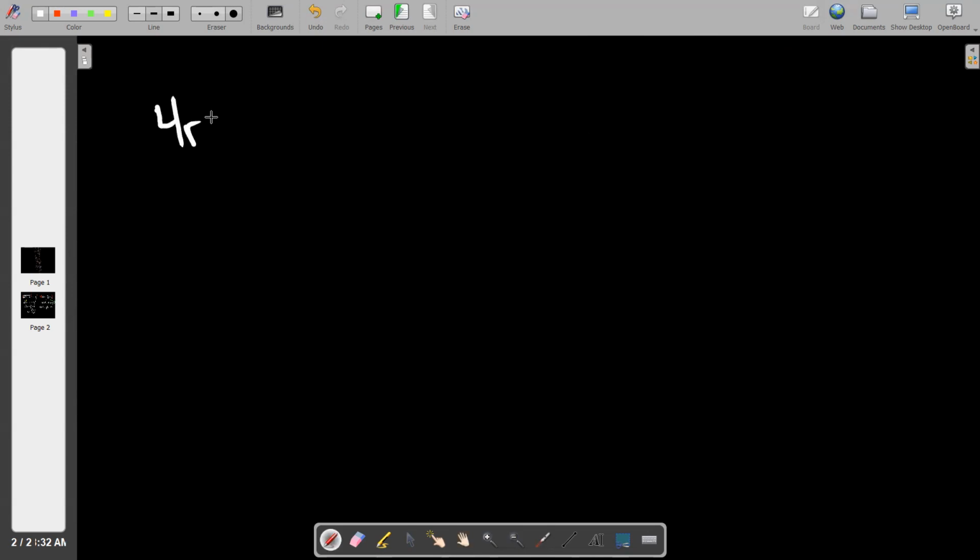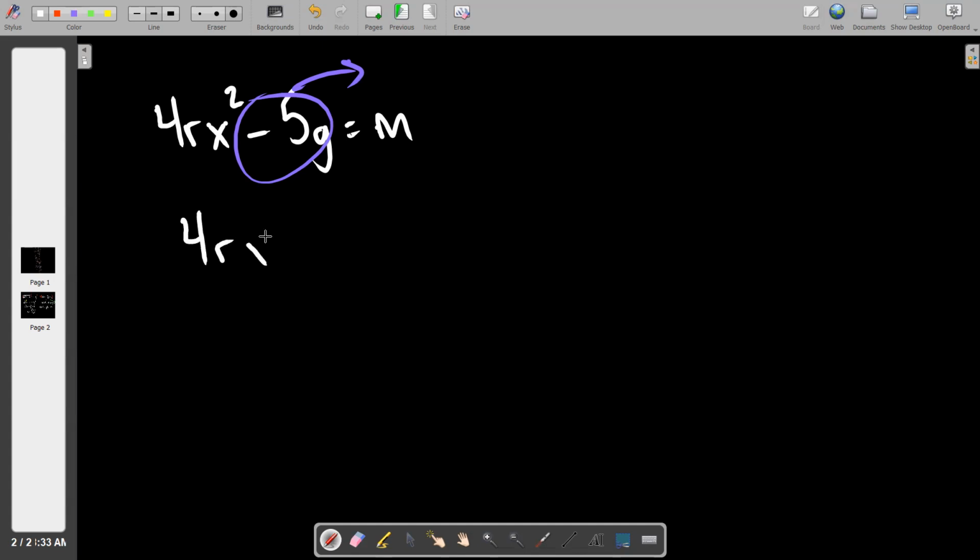We have 4r x squared minus 5g's equals m. And we are solving for x. And the good news here is that x is just in one spot. So this should be a pretty standard sort of thing. So we're going to start by adding this 5g. 5g, you're going to need to get out of the way. So we're left with 4r x squared equals m plus 5g.